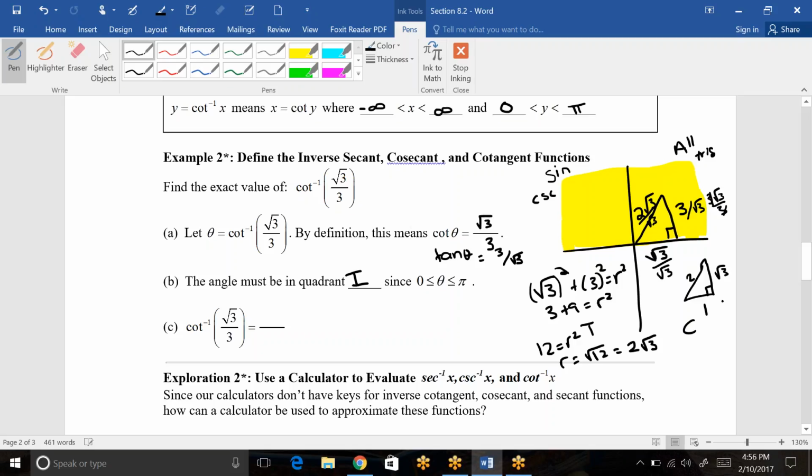This is the 30, 60, 90 triangle. So remember, in our triangle, the 1 is always across from the 30, the 2 is across from the 90 degrees, and the square root of 3 is across from the 60 degrees. So this is a 60-degree angle. Usually when we do inverse angles, though, we want it in radians. So remember, 60 degrees times pi over 180 ends up being pi over 3.